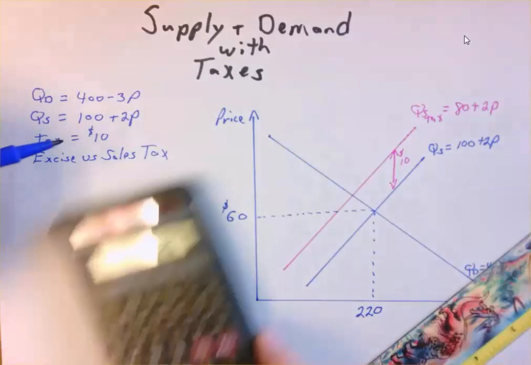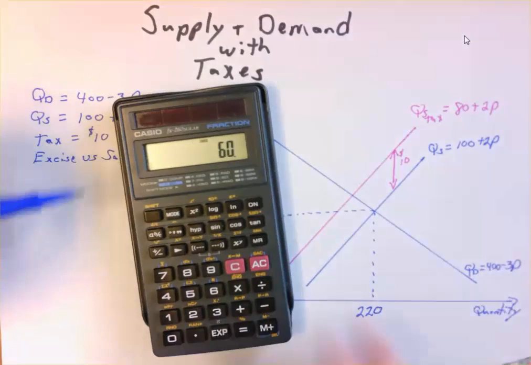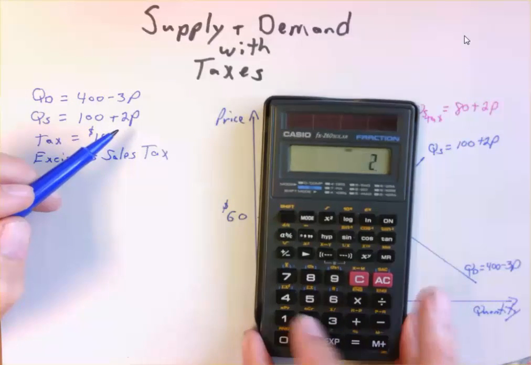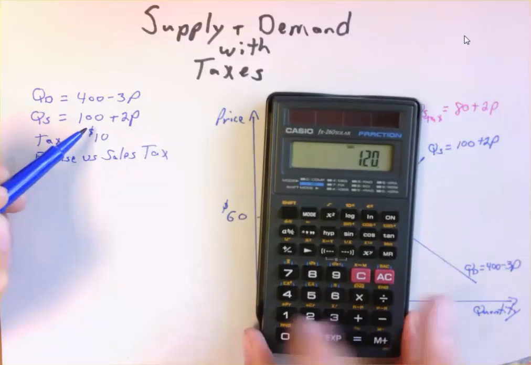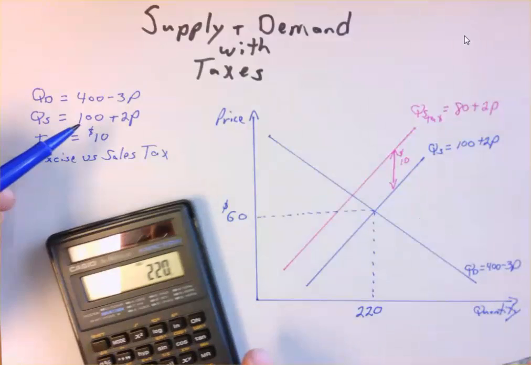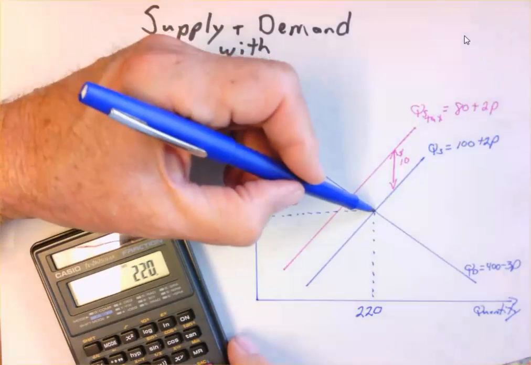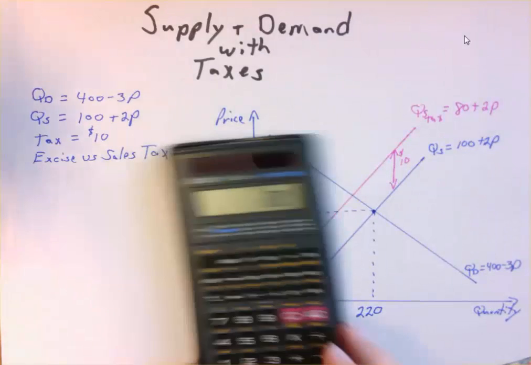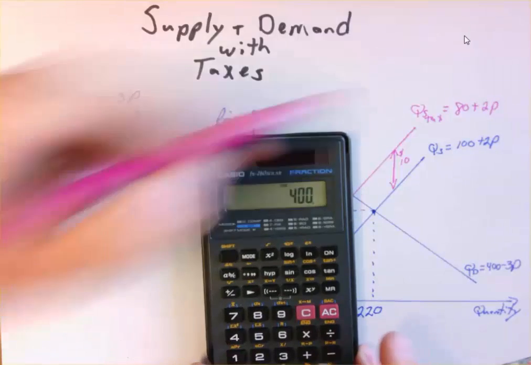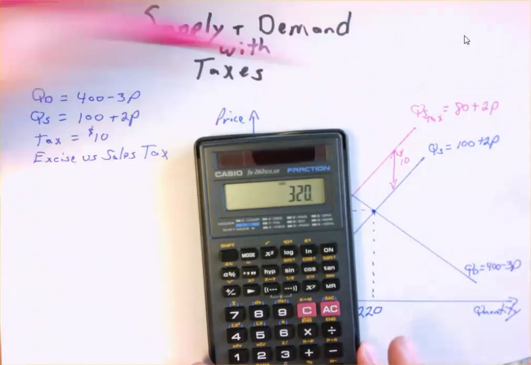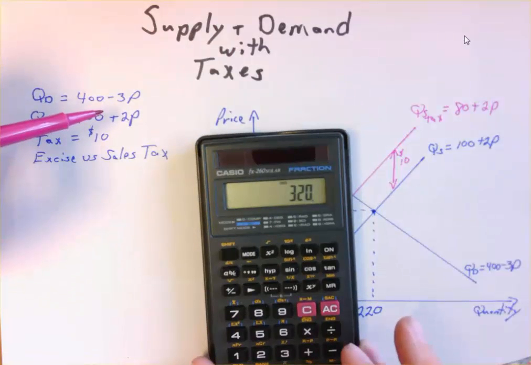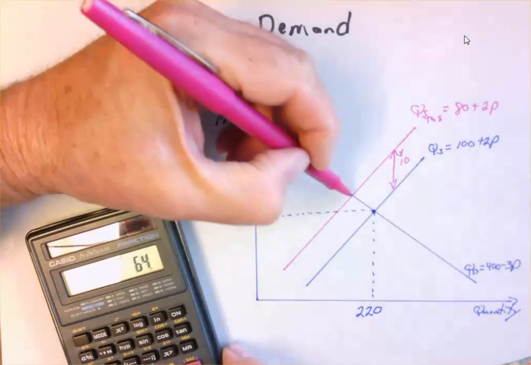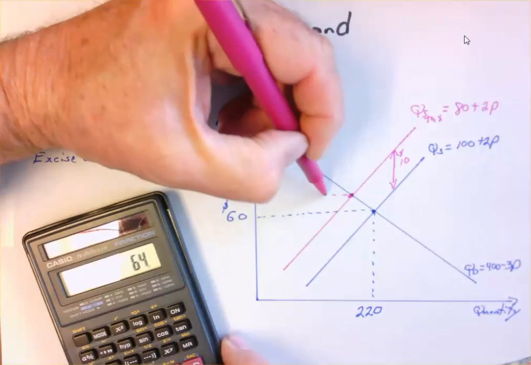I can check my work by sticking the $60 into the supply equation, so it would be 60 times 2, and then add 100 to that, and I get 220, so that must be right. So this is our equilibrium before the tax, and then after the tax it should be 400 minus 80, and then again I'm going to divide through by 5, I get 64. So this number right here is 64.